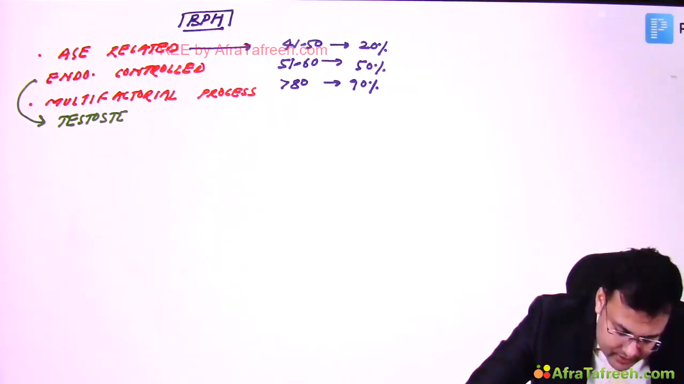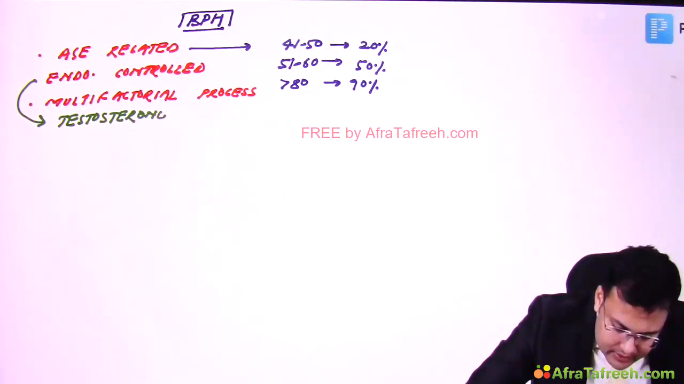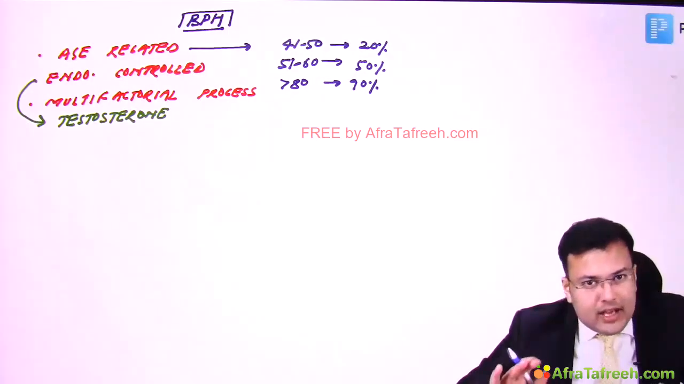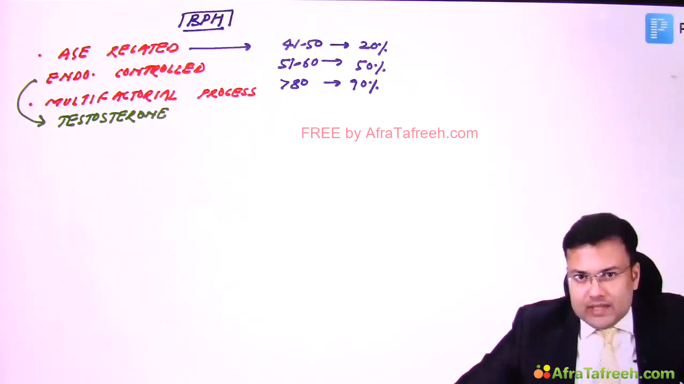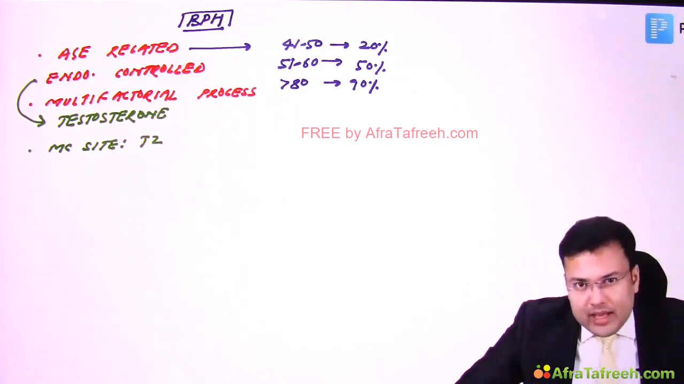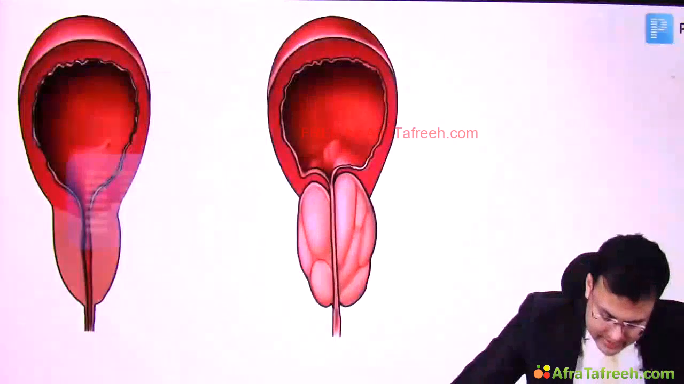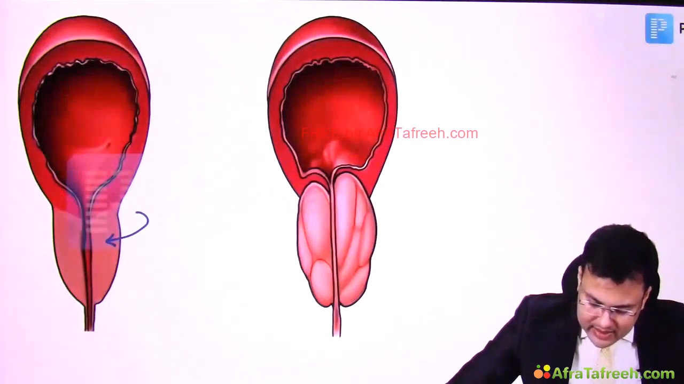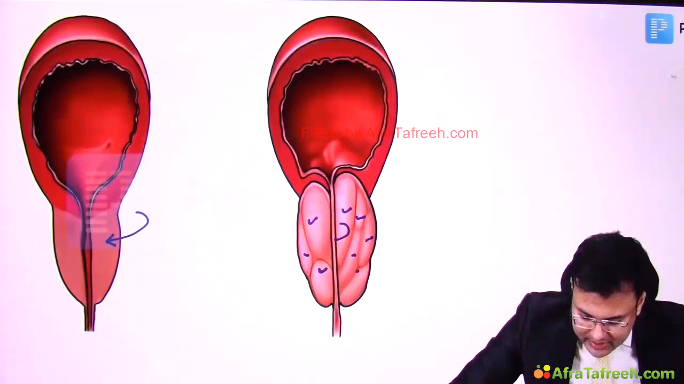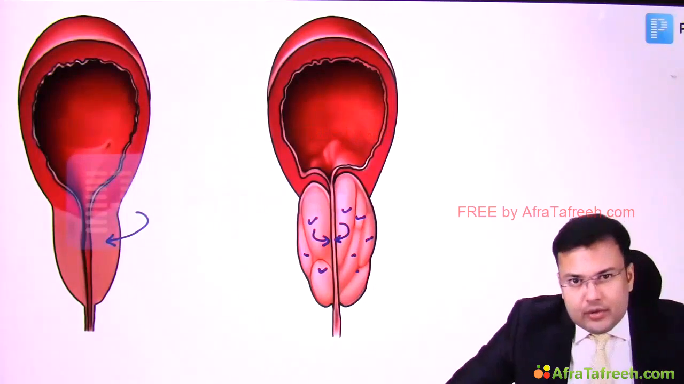Clear? So what is the problem in BPH? There is formation of nodules, and what is the most common site? Most common site is the transition zone. Okay, see the problem and the pathophysiology. So here you can see this is the normal prostate, and in this case, can you see there is formation of these nodules, and because of formation of these nodules, what is the problem? There is compression of the urethra.